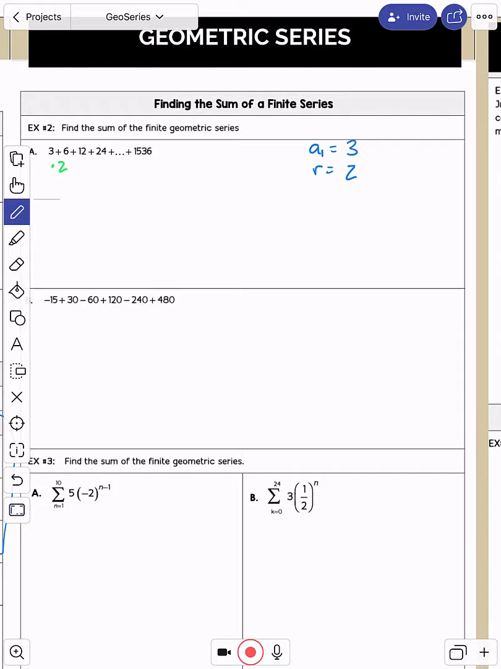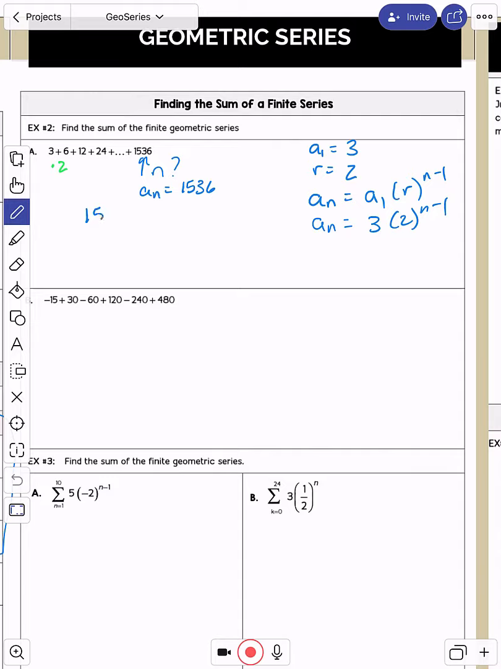So what else do we know? Well, we know how to write the nth term, right? A sub n is equal to A1 times R to the n minus 1. So A sub n is equal to 3 times 2 to the n minus 1. One thing we have no idea of is what n is for this thing. So we know that A sub n is 1536, but we don't know n.